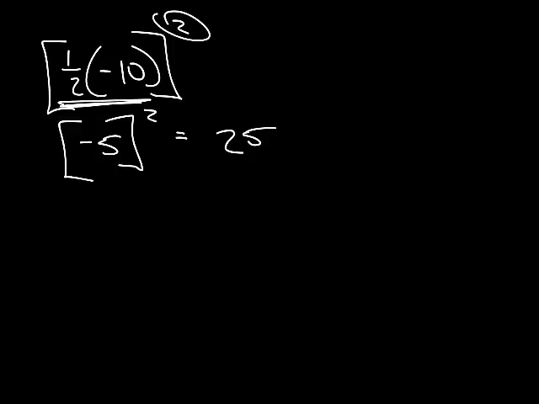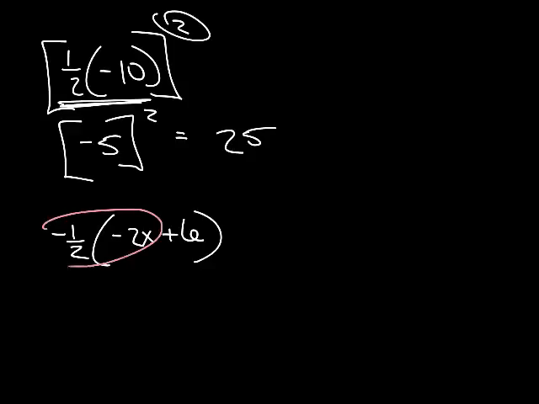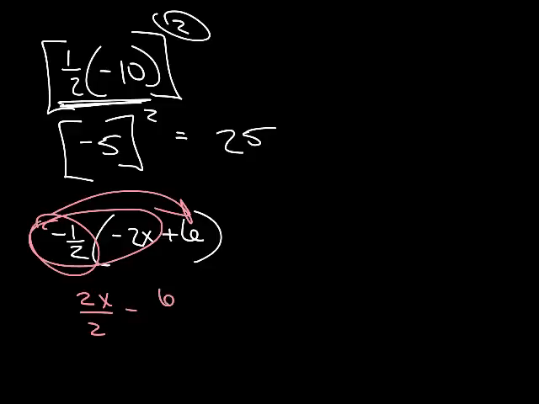Looking along here for something that might be tricky. Let's do number 114. Negative 1/2 times negative 2x plus 6. So we're going to first of all distribute. Negative 1 times negative 2 is positive 2 over 2. Negative 1/2 times 6. Negative 1 times 6 is negative 6.